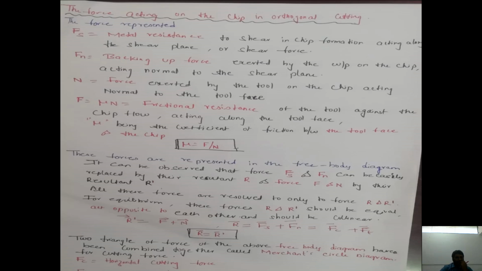From this, Fs is the metal resistance, Fn is the backing up force, N is a force here, and F is equal to mu into N, the frictional resistance of the tool against the chip flow acting along the tool face. Mu is the coefficient of friction between the tool face and the chip. Mu is equal to F by N. These forces are represented in a free body diagram. It can be observed that Fs and Fn can be easily replaced by R, the resultant force, and F and N by R dash here.